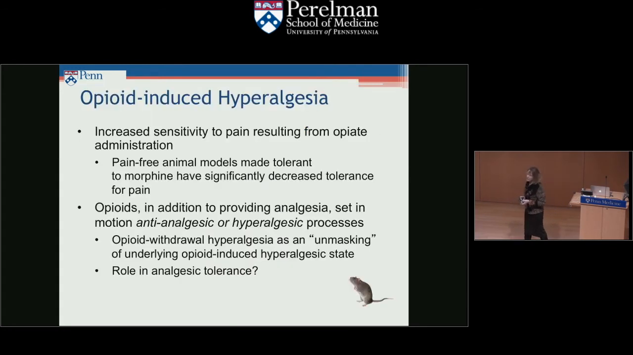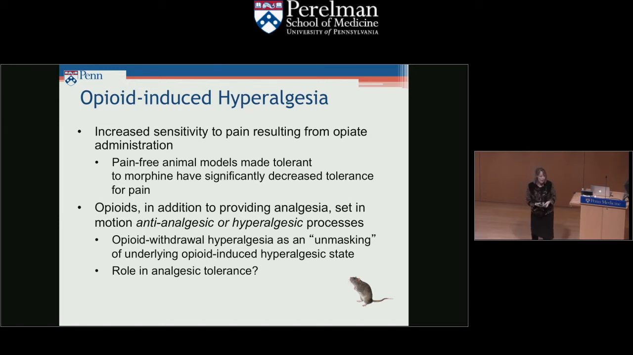So what was going on here? I went back to the animal literature, and there's a phenomenon that's been pretty well described in animals for a long time, known as opioid-induced hyperalgesia. Hyperalgesia simply means that something that's normally a little bit painful is now extremely painful. And we know that in animal models, with animals that are pain-free, if you make them tolerant to morphine, put a pellet in under their skin or give them a self-administration paradigm where they're taking opioids on a regular basis, they become less tolerant of pain.